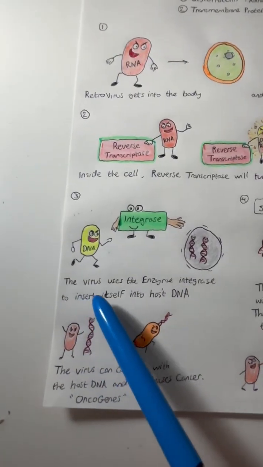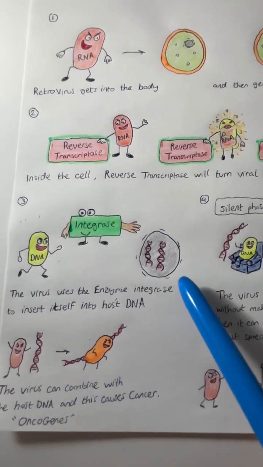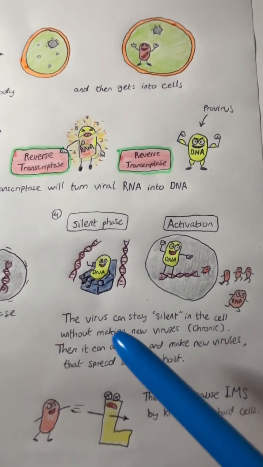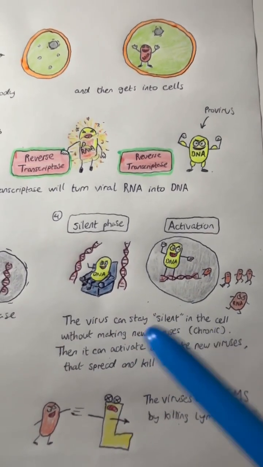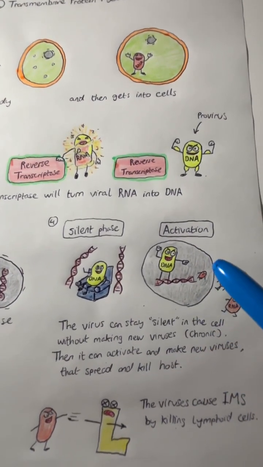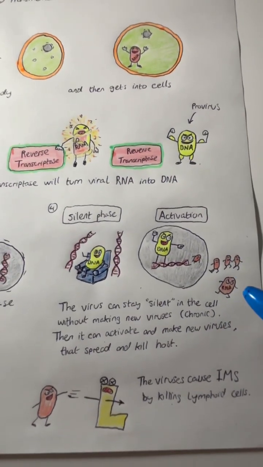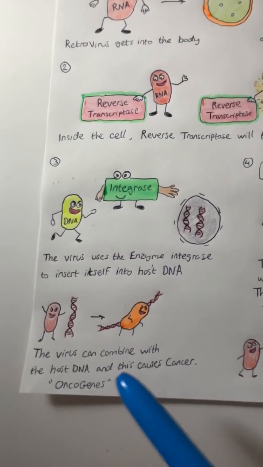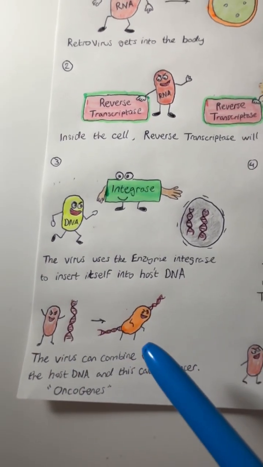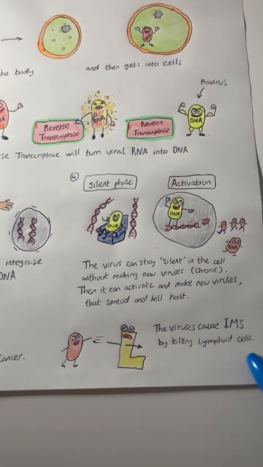The virus then uses enzyme integrase to insert itself into the host's DNA. And when the virus is integrated into the host's DNA, the virus can stay silent in the cell for years without making new viruses. It can be chronic. Then the virus is activated and it will make new viruses, and these will spread and kill the host. The virus can then combine with the host's DNA, and this causes cancers. These are called oncogenes. And the viruses can cause immunosuppression by killing the lymphoid cells.